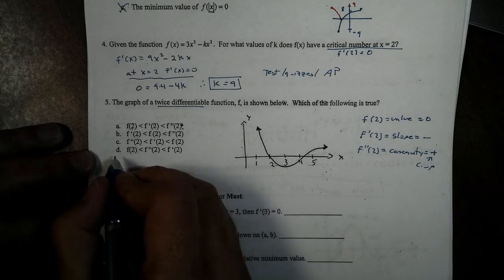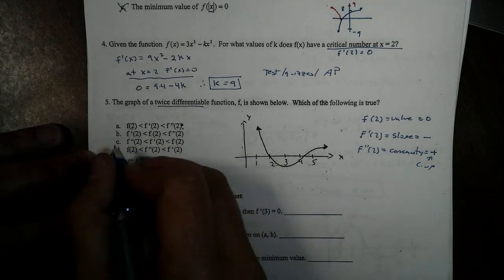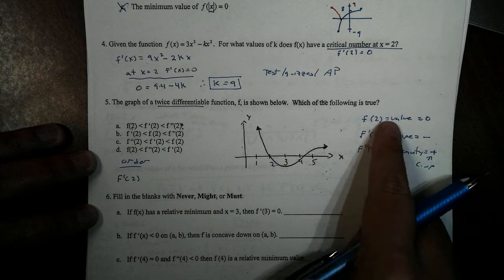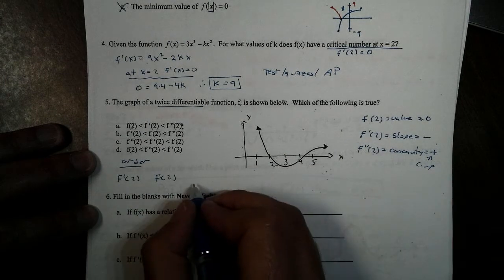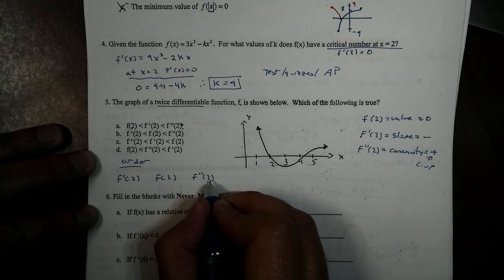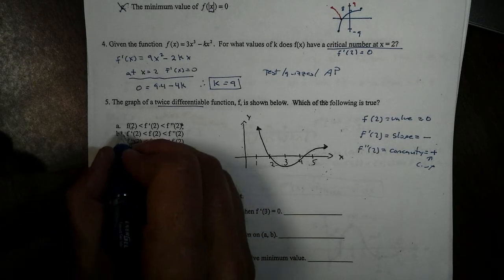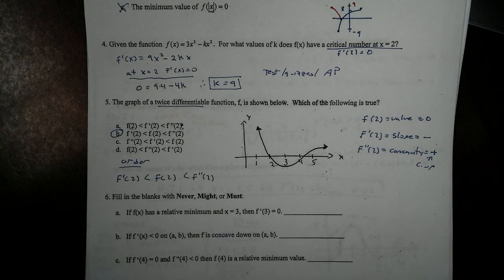And then they just want us to order them. Well, which is the least one? That's my derivative, f prime of 2. What's next? 0. So my value is next. What's after that? My concavity, the second derivative at 2. And that's the order, and I just try to match that up, and it looks like it matches B. Don't miss that one. You're going to get that one really good.